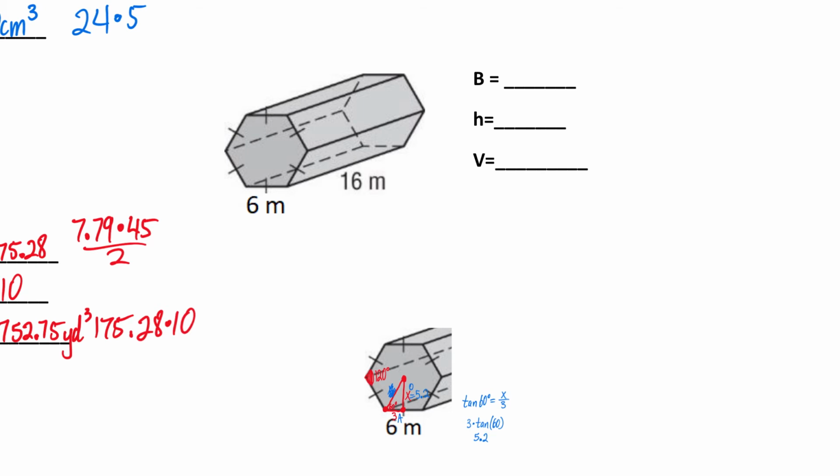So to find the area of the base, we're going to take the apothem 5.2 times what would the perimeter of that hexagon be? 36. It would be 36. So 93.6. It's what? 93.6.